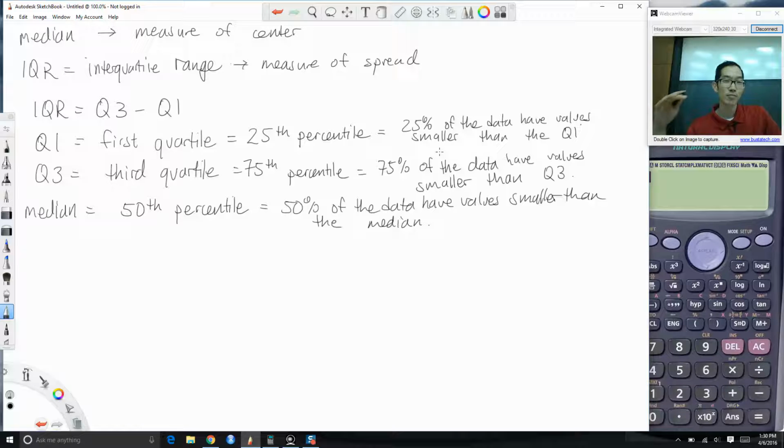So the median, half of your data is going to be smaller. Q1, a fourth of your data is smaller. Q3, three-fourths of your data is smaller.